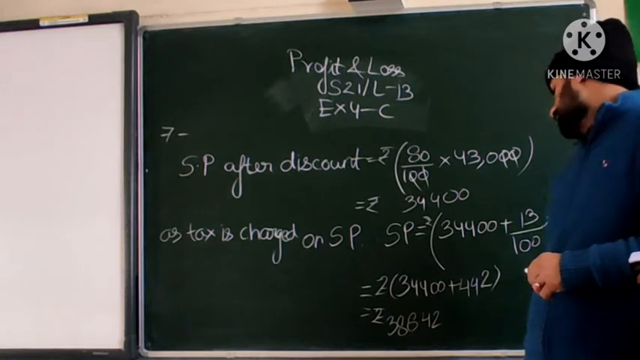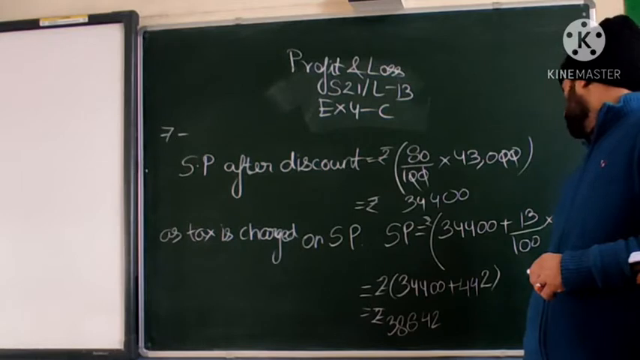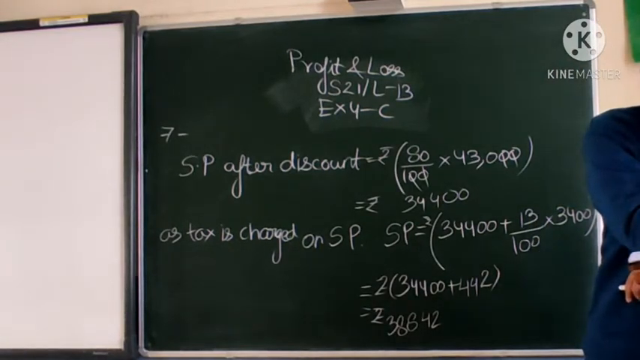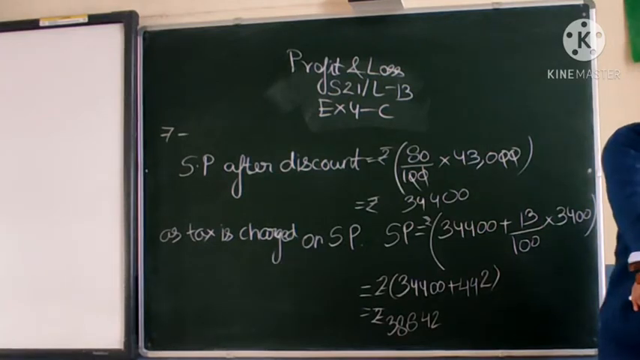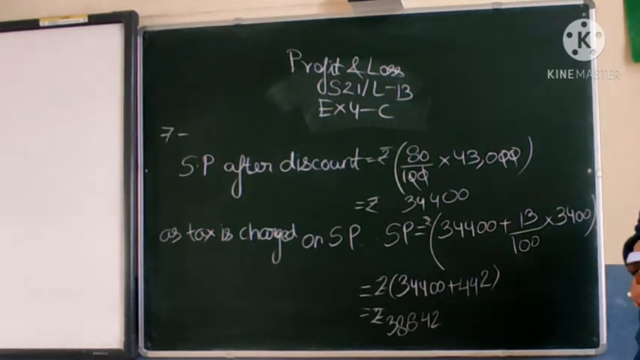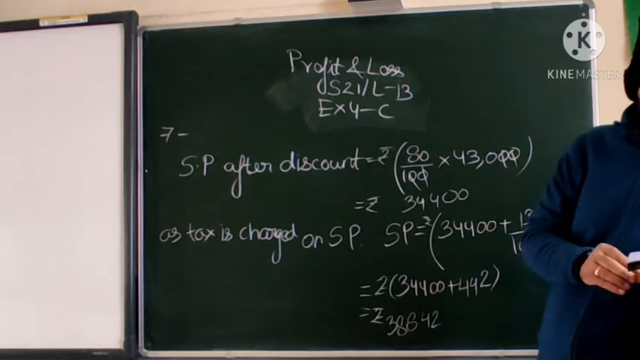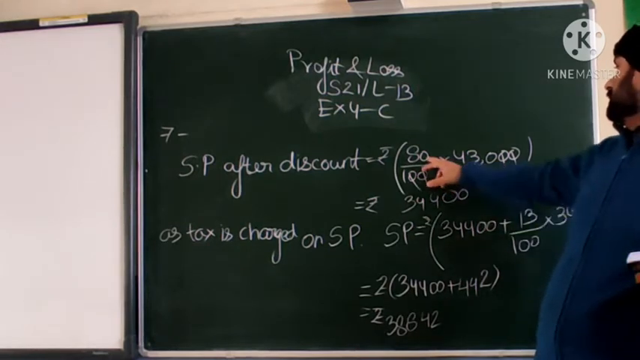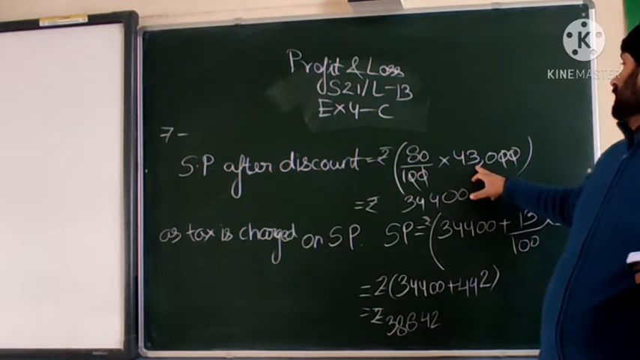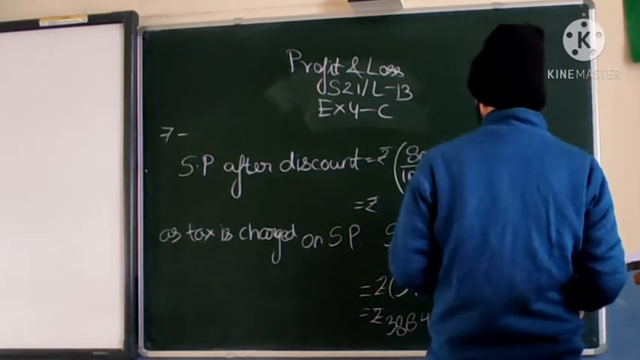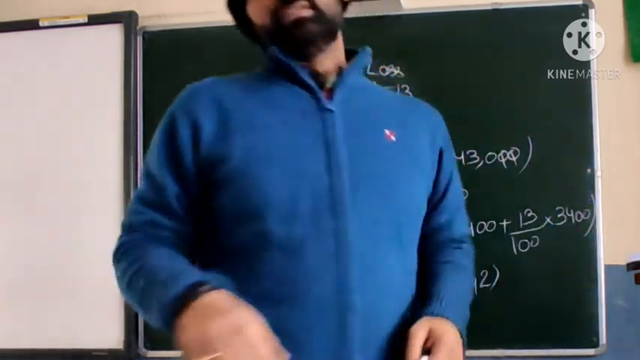So it's coming 872. Some difference is there, but the method will remain the same. After the calculation of the selling price, you have to add 13%. So 13% is of the selling price. What is the selling price here? So 80% of this will be 34400, and plus this thing.